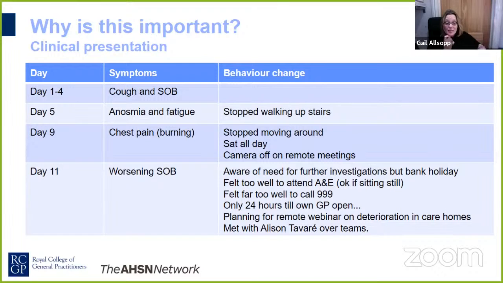Day 11 was a bank holiday Monday, and this is the really interesting day. Despite being a bank holiday, I had a meeting planned to prepare a webinar a little bit like this for care homes. I woke up that morning with increasing shortness of breath, but still felt incredibly well. Certainly far too well to attend A&E, and far too well to call 999. Knowing it was only 24 hours till my GP surgery was open, I decided to wait, and I continued with the planning of the remote webinar. Alison, who's on the call today and will be presenting later, met me really for the first time on that meeting. I just want to ask Alison what she saw.